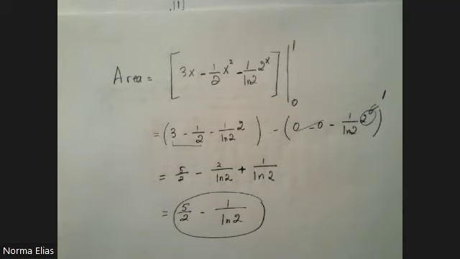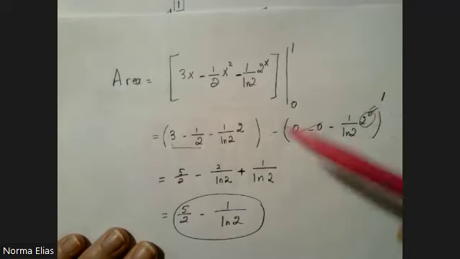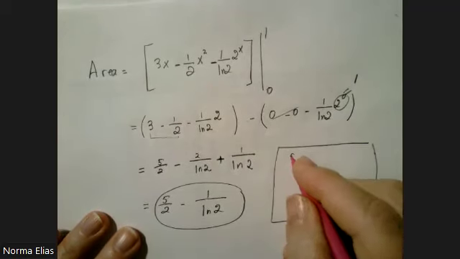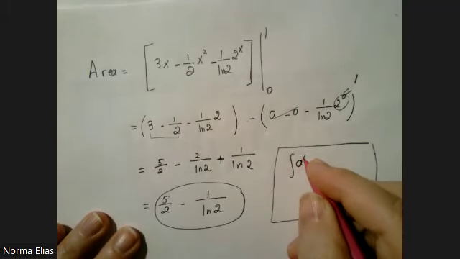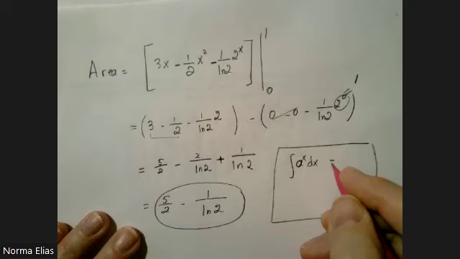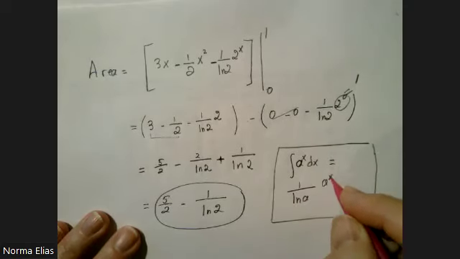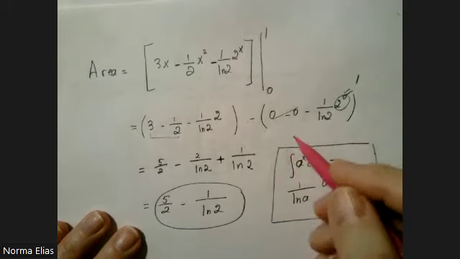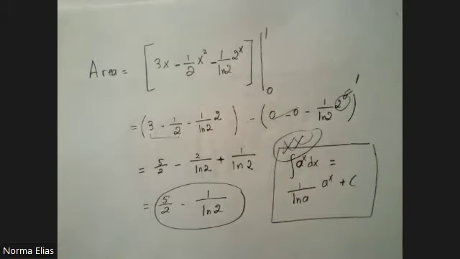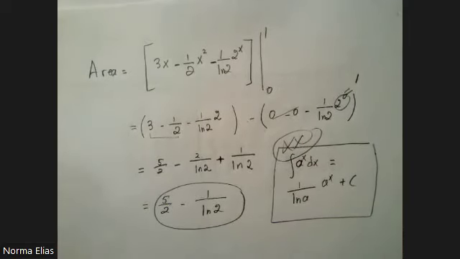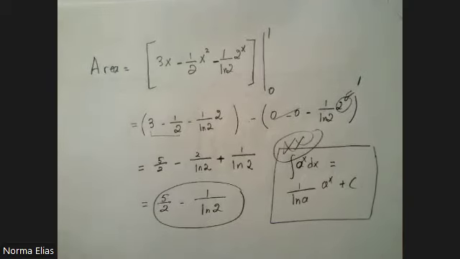Okay, any questions before I move on? So the only difficulty in this problem, I think, is finding the antiderivative of 2 to the x. So in general, the antiderivative of a to the x is 1 over ln of a times a to the x plus c. So that's something that we should know. Okay, questions before I move on to your second problem?